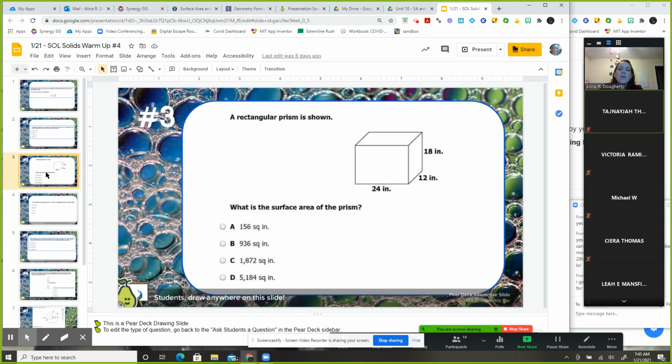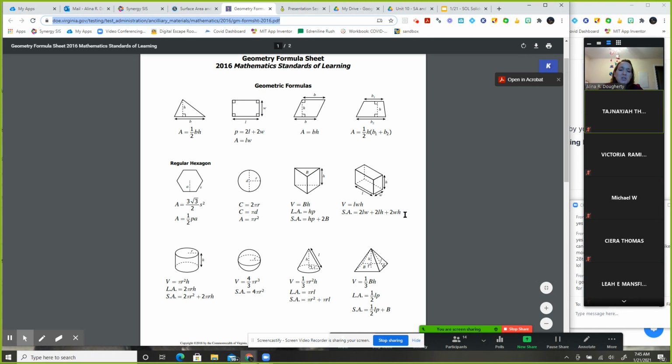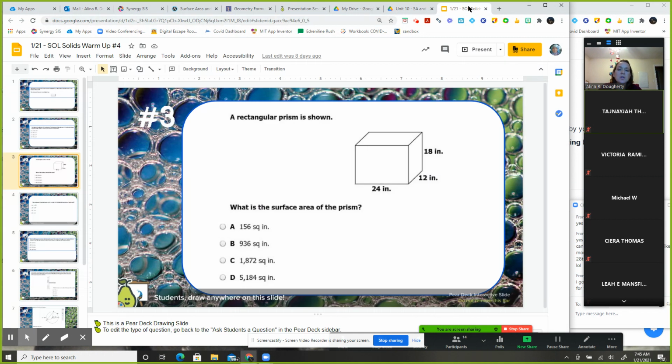Question number 3. Oh, finally an easy one. How do I find surface area? So I find my shape, 2LW plus 2LH plus 2WH. So length, width, and height. So 2 times 24 times 12. I'm going to multiply those two together. Plus 2 times 12 times 18. I'm going to multiply those two together. Plus 2 times 18 times 24. I'm going to multiply those two sides together, right?